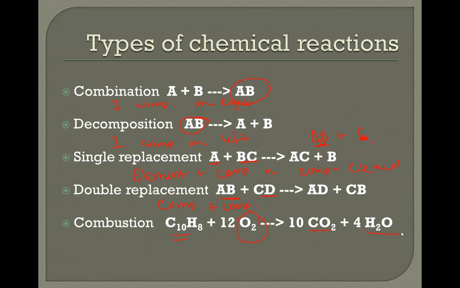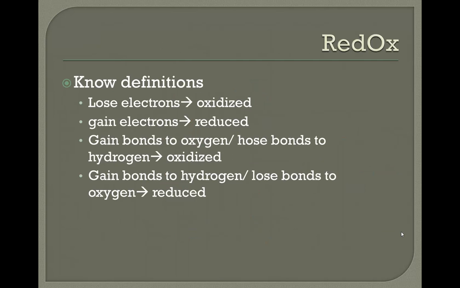Now redox. Know your definitions. If you lose electrons, it's being oxidized. If you gain electrons, it's being reduced. You remember that? I remember it by LEO the lion says GER. Lose electrons, oxidized. Gain electrons, reduced. Another set of definitions which is more biological focused. If you gain bonds to the oxygen, oops, that's supposed to be an O, or lose bonds to the hydrogen, it's being oxidized. Whereas if you gain bonds to hydrogen and lose bonds to oxygen, it's being reduced. So if you gain bonds to oxygen, it's being oxidized.